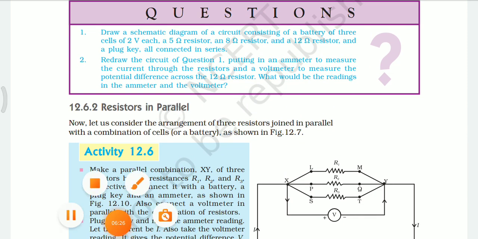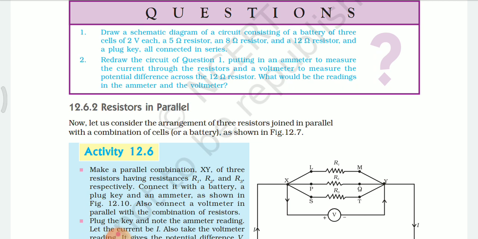Questions. Question number 1. Draw a schematic diagram of a circuit consisting of a battery of 3 cells of 2 volt each, a 5 ohm resistor, an 8 ohm resistor, a 12 ohm resistor, and a plug key, all connected in series.